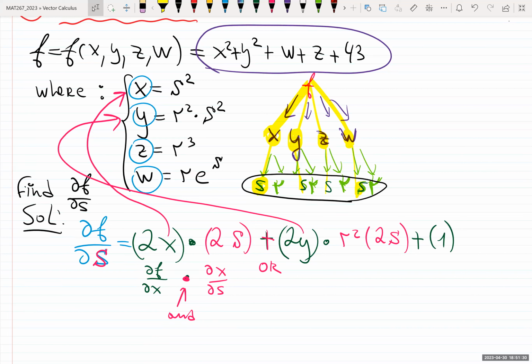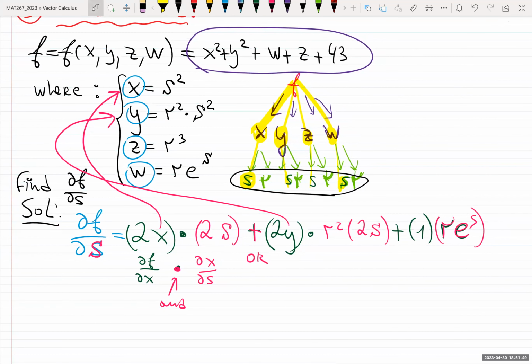W with respect to s. I'm looking here at the last equation. R e to the s with respect to s is r e to the s. So we get r e to the s. Nice. And the last one, z.